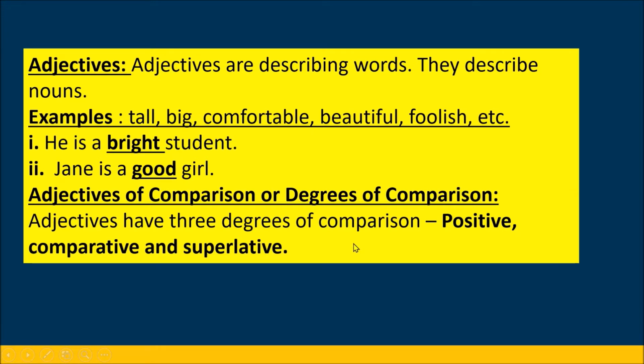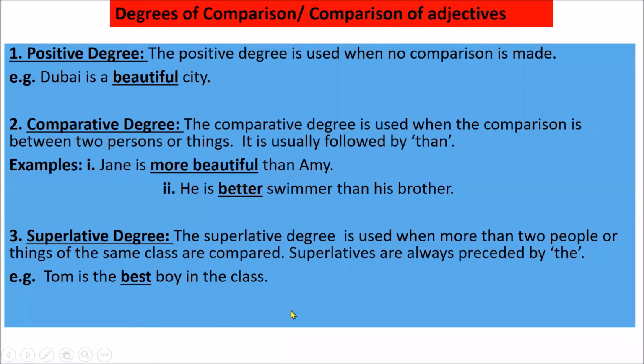Now as you know, our topic is adjectives of comparison, or we call it degrees of comparison also. So there are 3 degrees in adjectives: positive, comparative and superlative. Now we are going to go into detail about what these are. First of all, positive degree. The positive degree is used when no comparison is made. It means that when we talk about only one person or one thing.